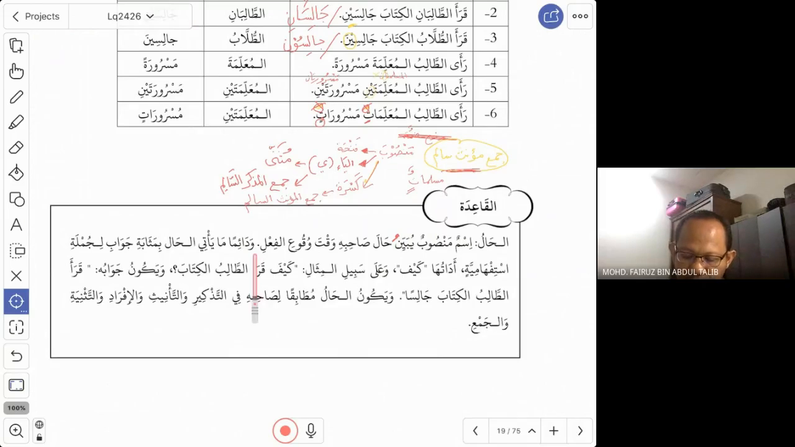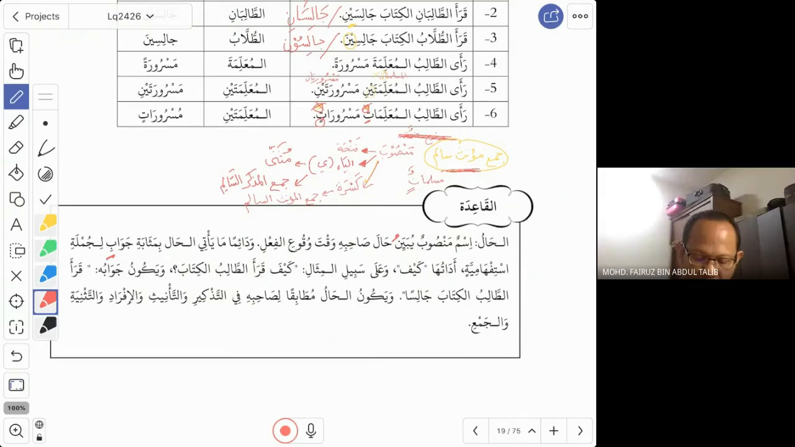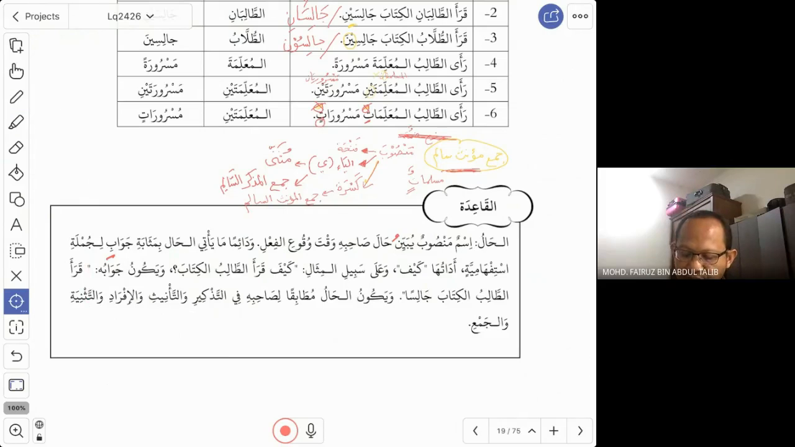And then here, wa da'iman ma. These two words came together, normally and always. Normally, the hal comes in the sentence bimathabati jawabin, as an answer li jumlatin istifhamiyah, as an answer for a question. So what is the question? The word that you use in the question is kaifa.